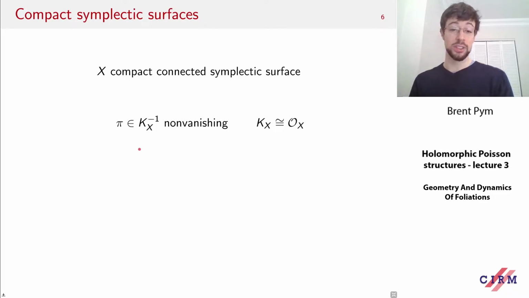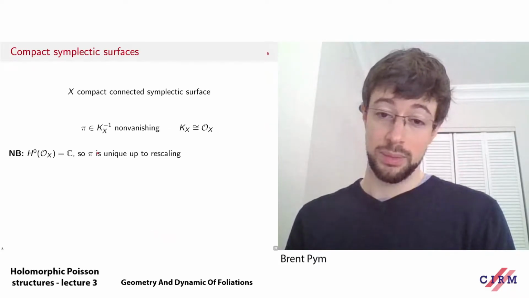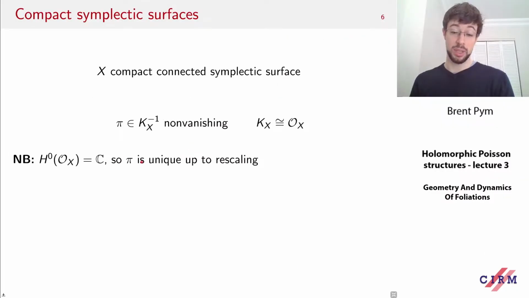Well, the Poisson structure is non-vanishing. It's a section of wedge 2 of the tangent bundle, which is the determinant of the tangent bundle. It's an anti-canonical section, as we saw previously. So what this tells us is we have a non-vanishing section of the anti-canonical bundle, so the canonical bundle, or equivalently the anti-canonical bundle, must be trivial. And then notice that this Poisson structure must be unique up to rescaling, because on any compact complex manifold, the only global holomorphic functions are the constants. So once we specify this manifold X with its complex structure, there will be a unique Poisson structure up to rescaling.